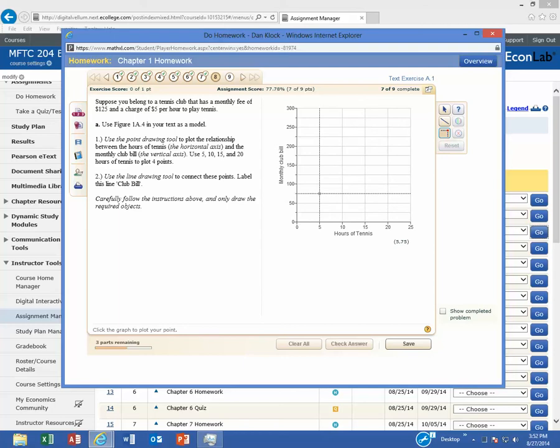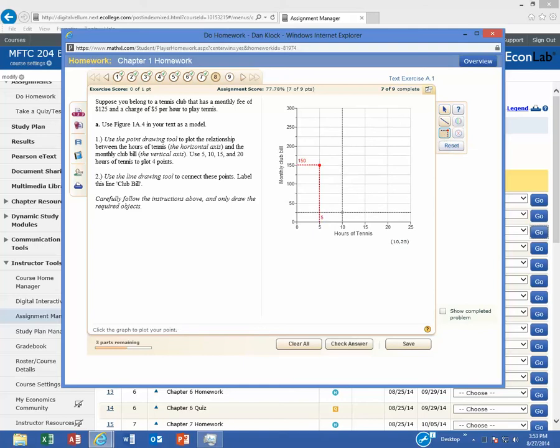But if I play 5 hours of tennis in 1 month, okay, I'm sorry, the monthly fee is $125, so I'm starting here. But if I add 5 hours of tennis, that's 25 plus 125, that should go to 150. So boom, that's got to be point A. That's brilliant. I'm going to the next one.